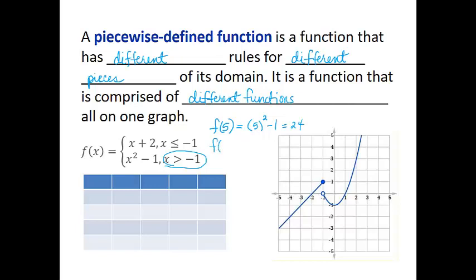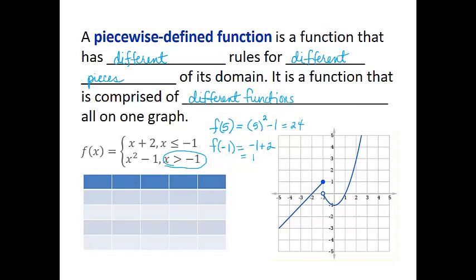Now if I wanted to find f of negative 1, negative 1 only satisfies one part of that. It is either less than or equal to negative 1 or greater than negative 1. Well, negative 1 is less than or equal to itself. Therefore, f of negative 1 is found by evaluating the first function to get negative 1 plus 2, or 1.